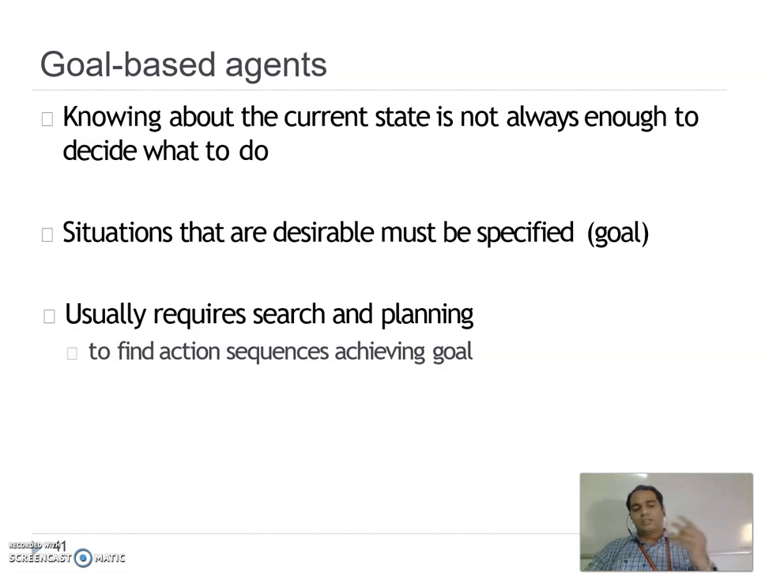Somebody may say, to clear the exam, I can use cheats, but that is not a rational thing. So there are multiple things. I may be studying 8 hours a day, 4 hours a day, or 16 hours a day. Which is required for what type of subject? The goal is to find action sequences achieving the goal.